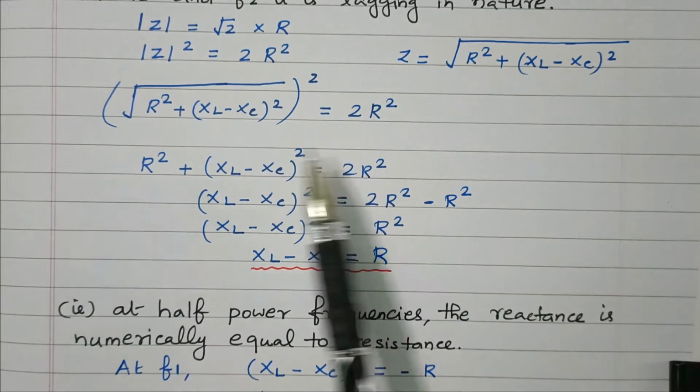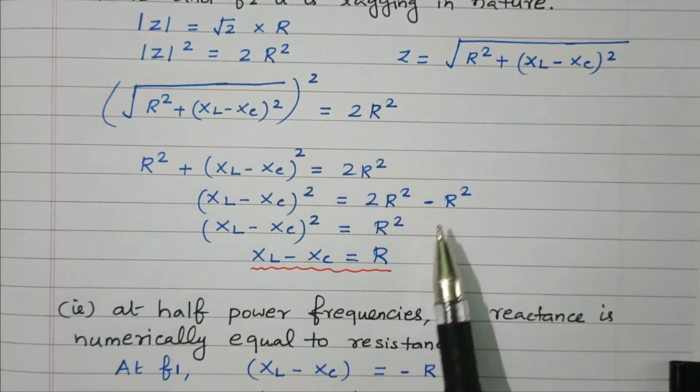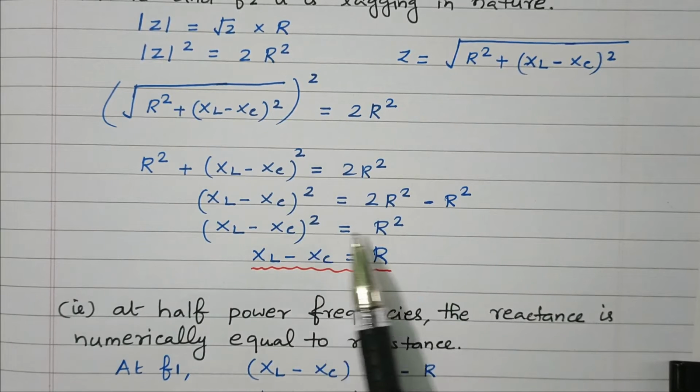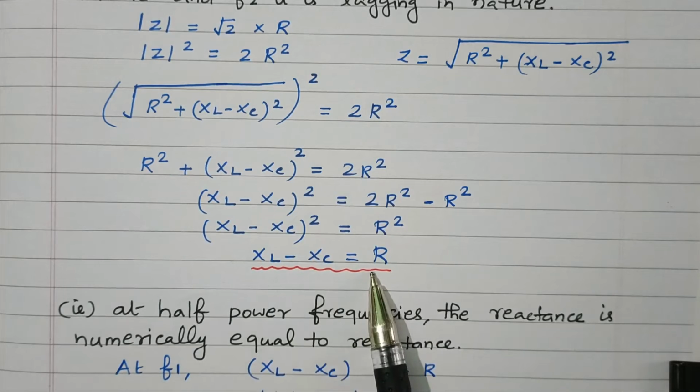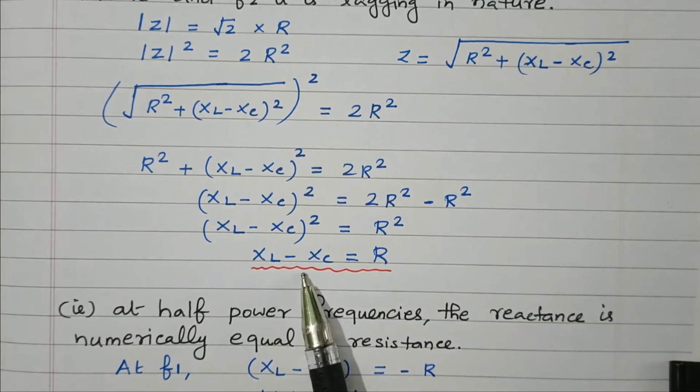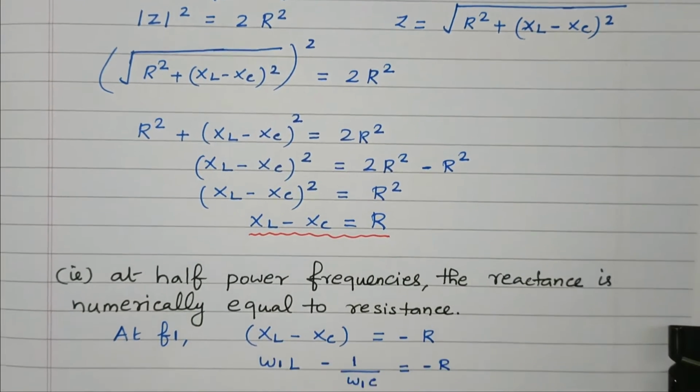Now bring this R square to that side. So 2R square minus R square is R square. Now take the square root on both the sides. So XL minus XC equal to R, we got this expression.